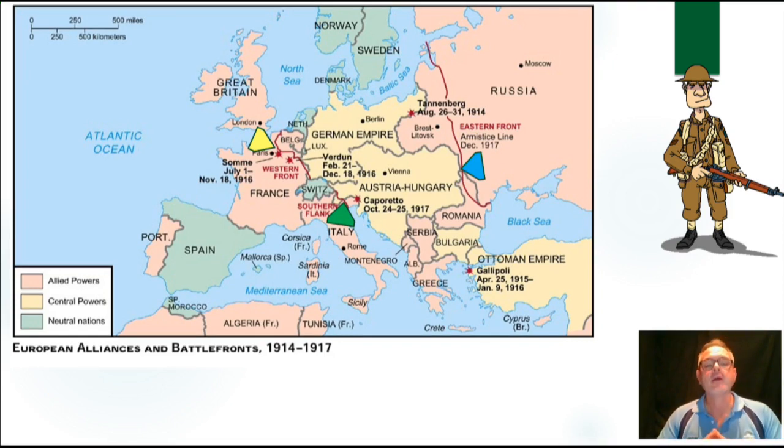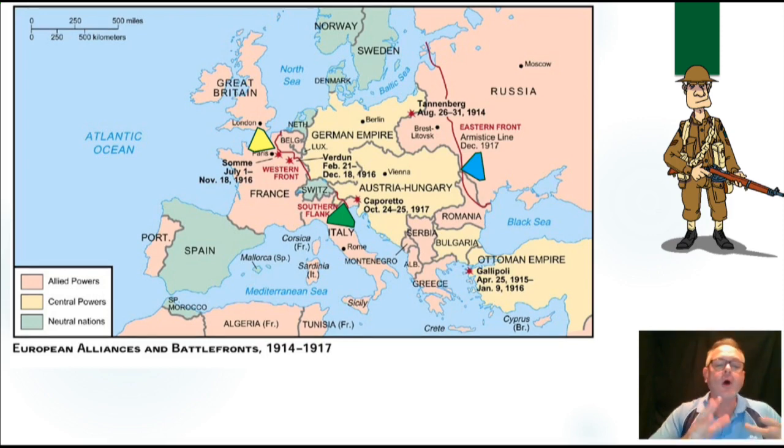The southern flank is the Southern Front, the Alpine Front, the Italian Front, where Italy fights against Austria-Hungary in the mountain range called the Dolomites. So right up on the northeastern frontier of Italy, where it meets Austria-Hungary, we have another battlefront.